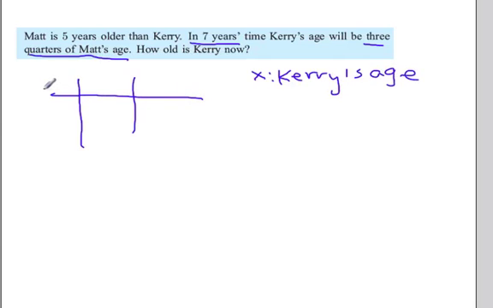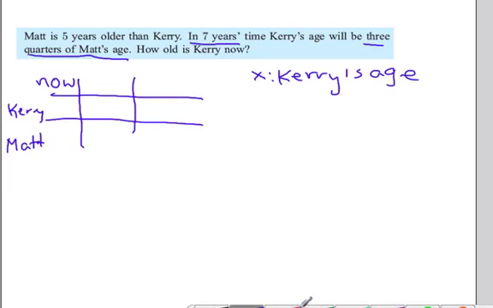Okay, so let's find an expression for their ages now, okay? So here we're going to have Carrie, and here we're going to have Matt. Okay, let's see. If Carrie is X years old, we know that Matt is 5 years older. So Matt is X plus 5.